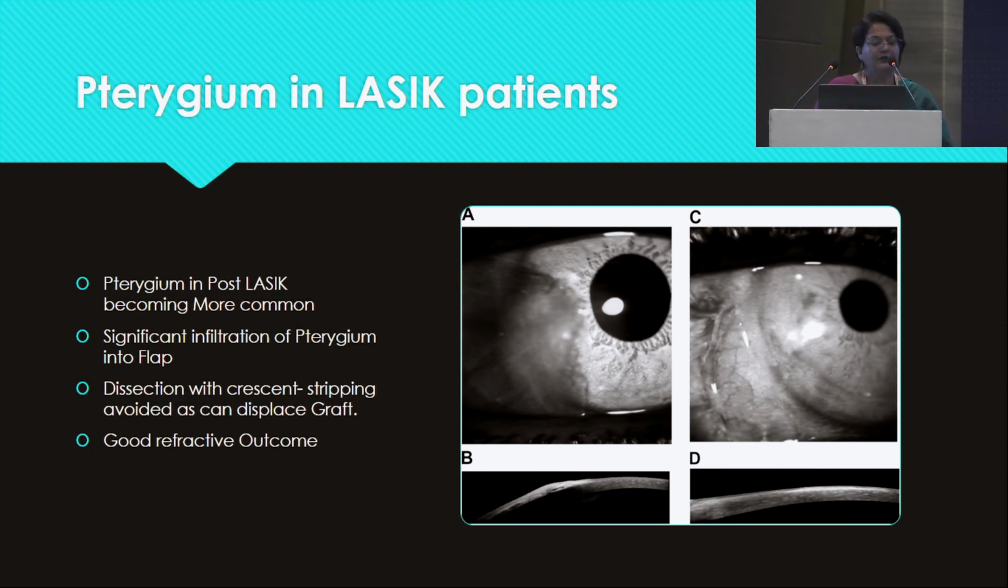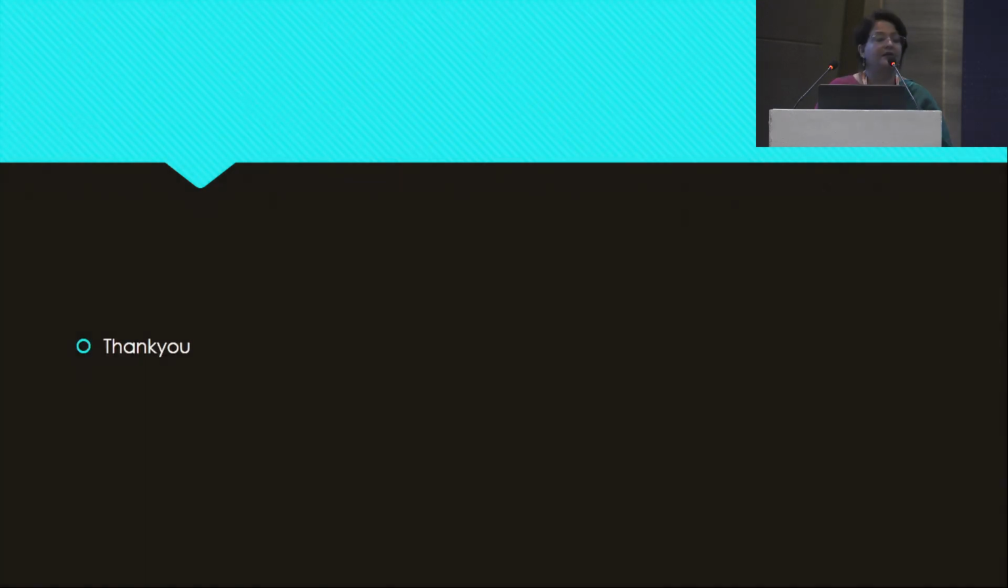So the surgery per se is as usual. However, when we do dissection of that particular pterygium, we don't strip. It has to be done with a crescent or a BP Parker blade or whatever instrument you have, but don't try and pull and strip the pterygium where there is a LASIK flap, because flap displacement can occur many, many years after a LASIK has been done also. And generally, if the pterygium is done well, there is a good refractive outcome. Thank you very much.